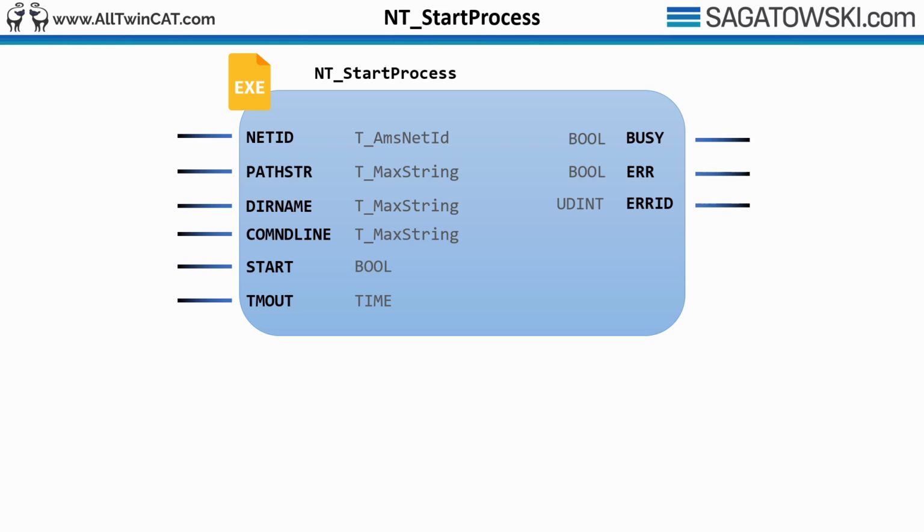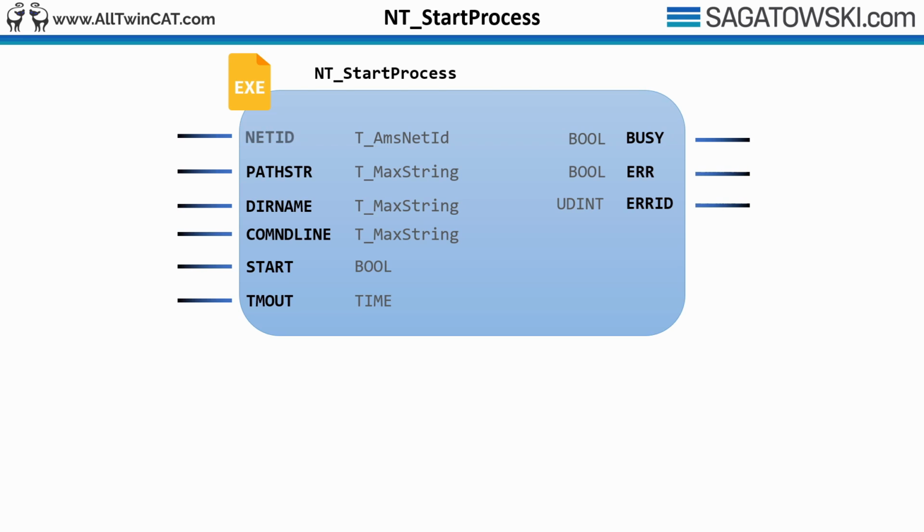The last function block in the utilities library that we will go through today is the nt_startProcess function block. This can be used to start a Windows application from the PLC, which can be quite useful in many scenarios. At first glance, this function block can look a little scary with all the inputs and outputs, but looks can be deceiving as this function block is actually very simple to use. Let's go through all the inputs and outputs.